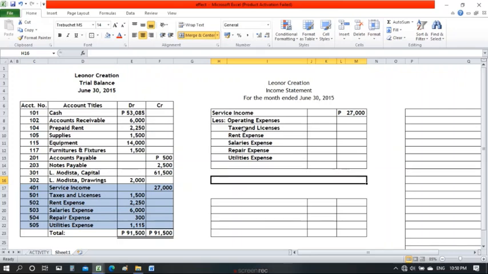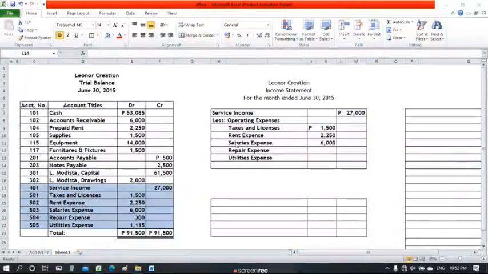So, to write the amount for the expenses, that is for the second column. So, dito natin siya ilalagay. Start tayo sa taxes and license again. So, first amount natin. Okay, salaries expense is 6,000 and then repair is 300 and utilities expense is 1,115.